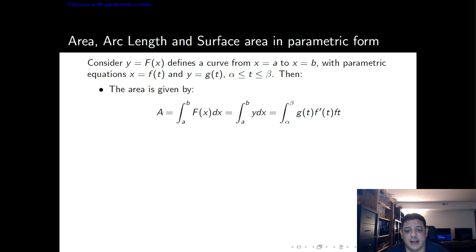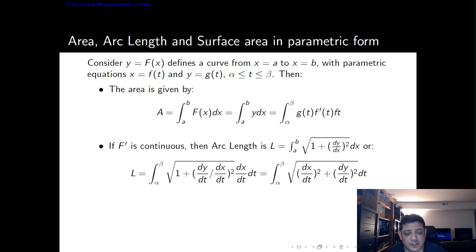So first, notice that the area is given by the integral for a particular function f of x that has x defined as f of t and y equals g of t, and t moves between alpha and beta. We have that the integral from a to b of the function f of x is just going to be transformed into the integral from a to b of y dx by the area function, and that's going to be equivalent to the integral from alpha to beta of g of t times f prime of t dt.